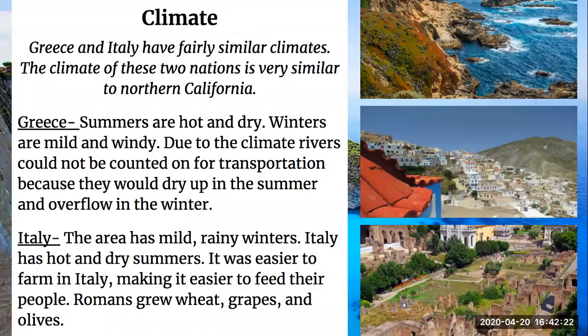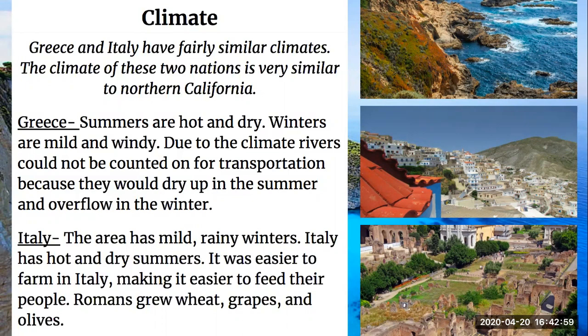Lastly, we're going to talk about the climate. Greece and Italy, because they are so similar, also have pretty similar climates. If you want to contextualize the climates in relation to America, they're very similar to Northern California, near San Francisco. In Greece, their summers were very hot and dry. Their winters are mild and windy, but due to the climate, rivers could not be counted on for transportation, meaning they would dry up in the summer and overflow in the winter.